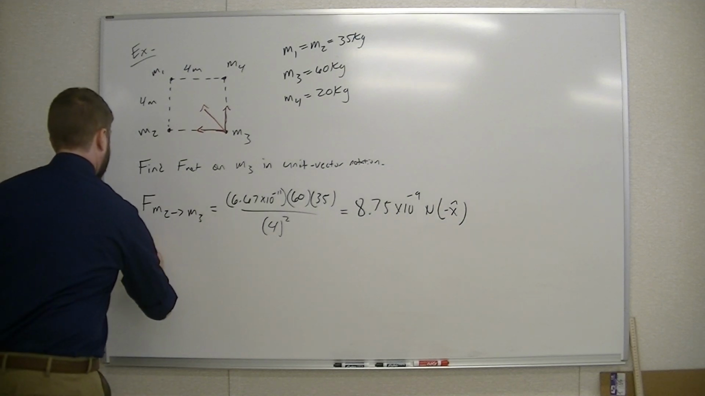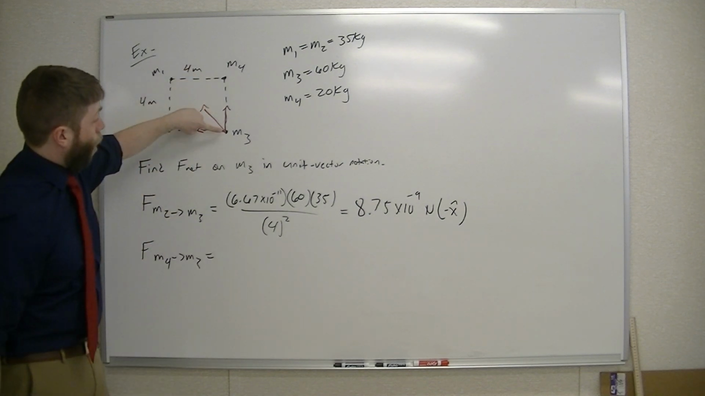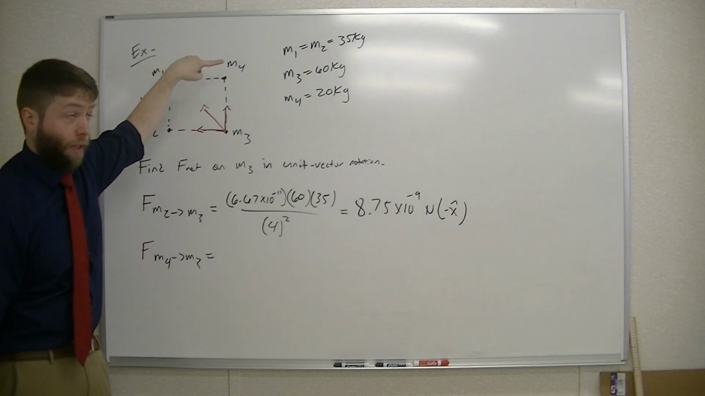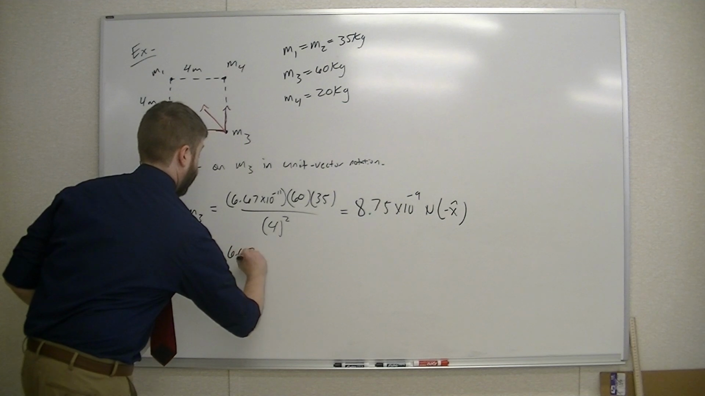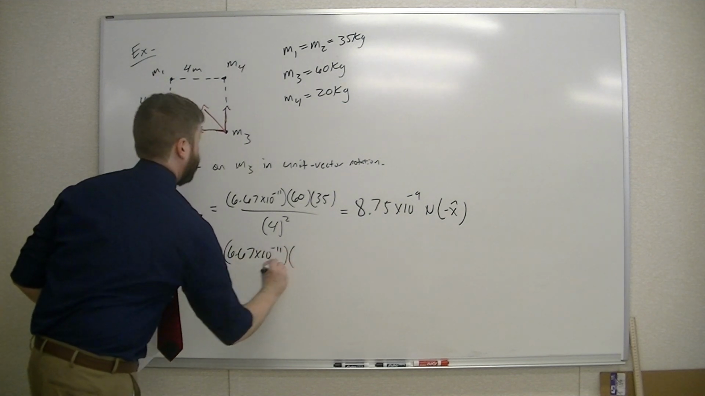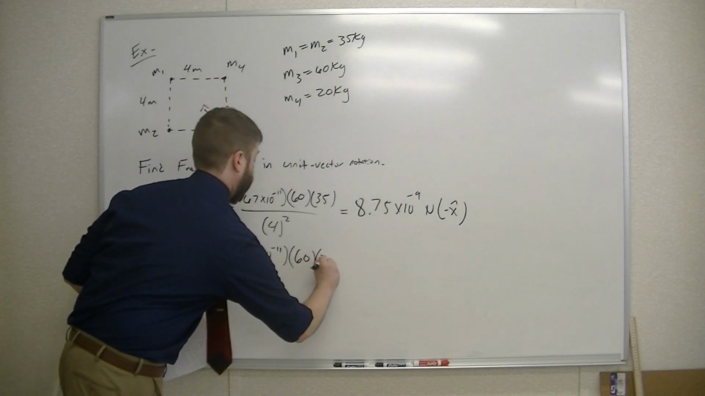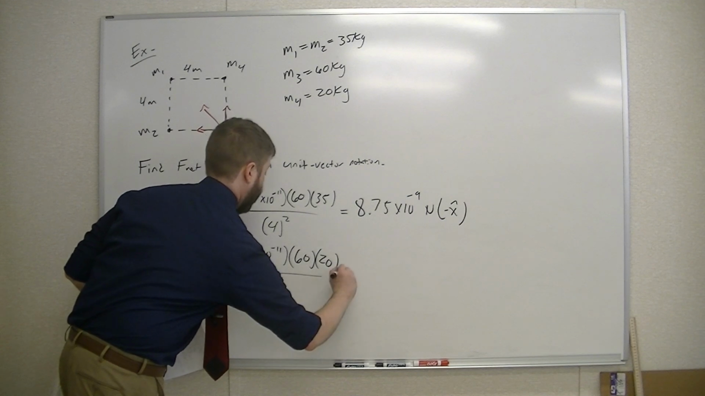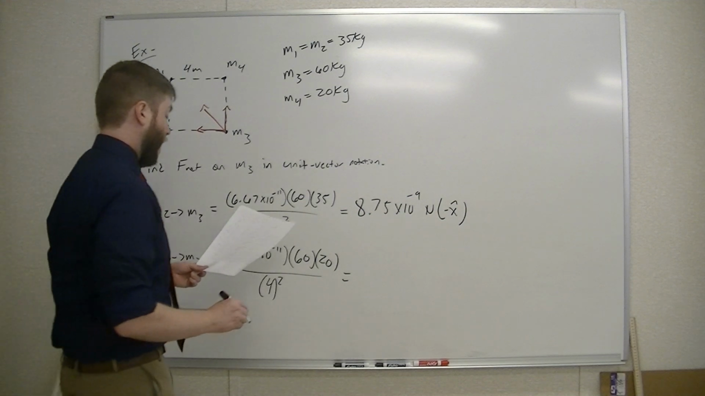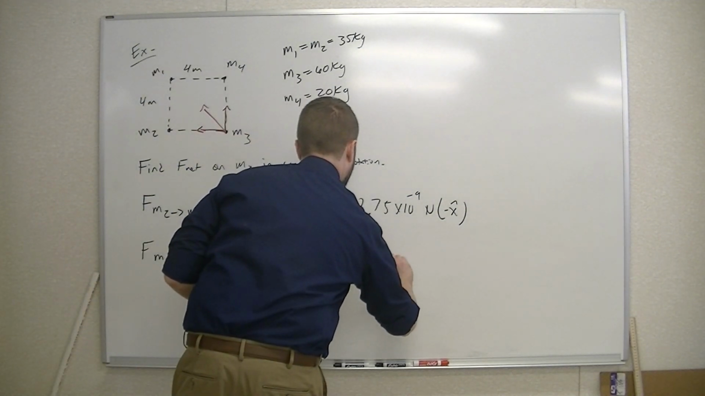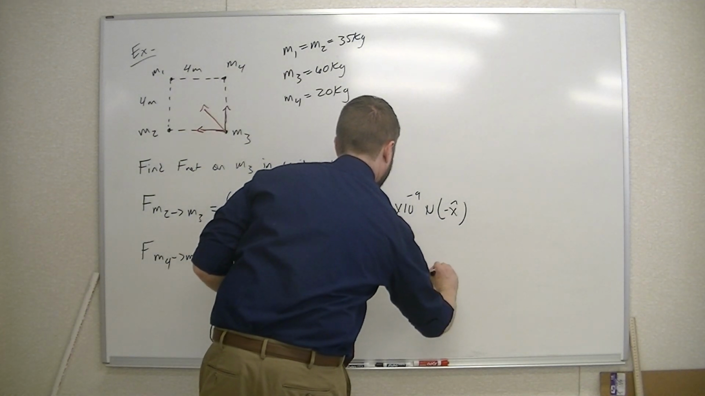Now, the force from M4 on M3. Okay, so this is M4 on M3. It's the force that's taking this guy up. So that should be along the y direction. That's going to be 6.67 times 10 to the minus 11 multiplied by the mass 3, which is 60 again, mass 4 is 20, divided by the distance, which is 4 squared. Okay, so this force of gravity is going to be 5 times 10 to the minus 9 newtons, and that's in the positive y-hat direction.